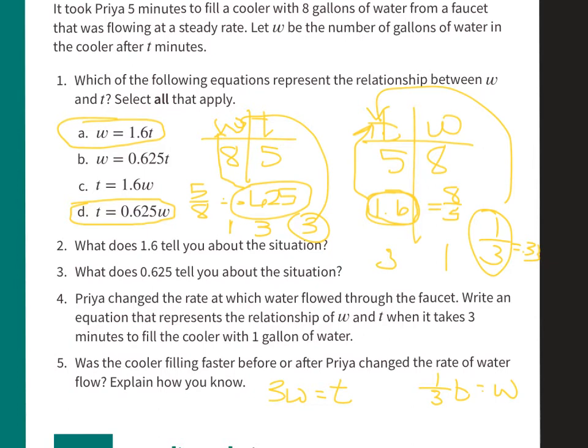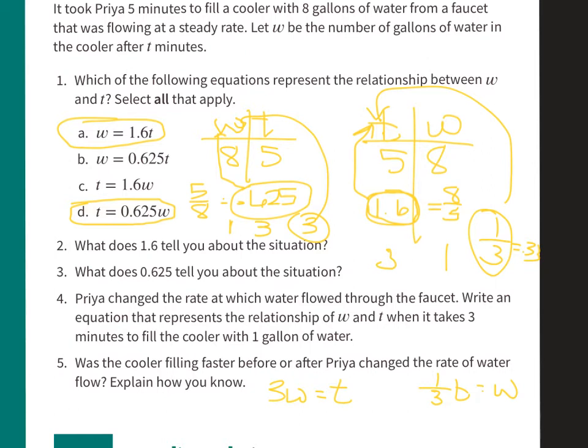I could go 3W equals T or 1/3 T equals W. Notice how the numbers are just inverse or reciprocals of each other, and they're with the other letter. So 3 is with W here, and then 1/3 is with T there. Okay? So, which cooler is filling faster?